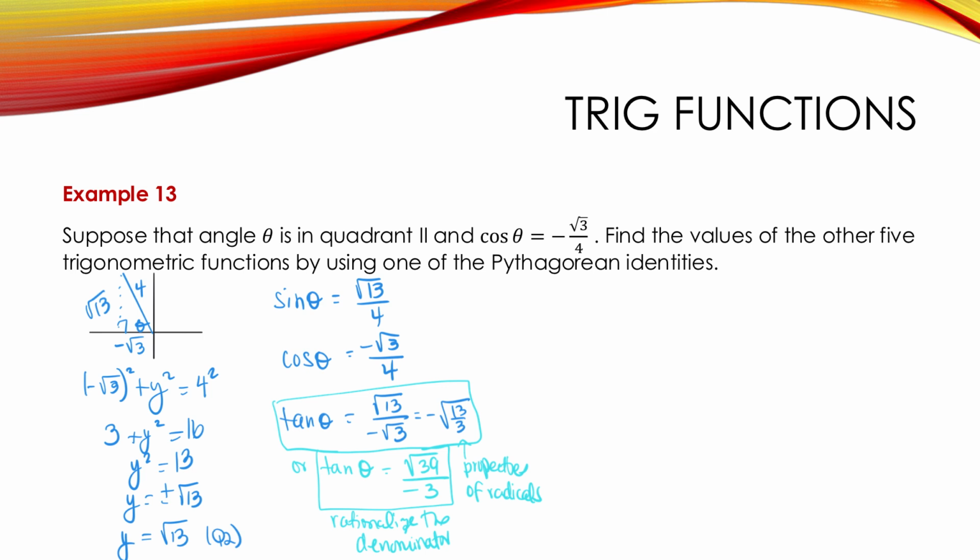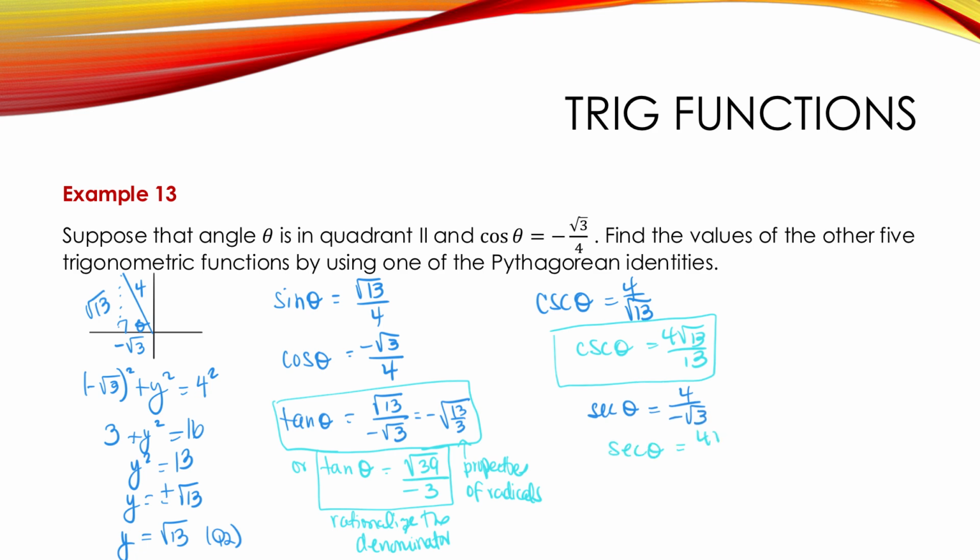So if we continued on, 1 over sine would be cosecant theta, which would be 4 over root 13, which hopefully we're pretty good at rationalizing now, so cosecant theta would then be 4 root 13 over 13. Right? 1 over cosine is secant. So secant theta would be 4 over negative root 3. And again, we have to rationalize our denominator. So secant theta would be 4 root 3 over negative 3.